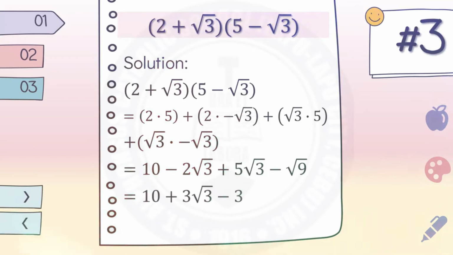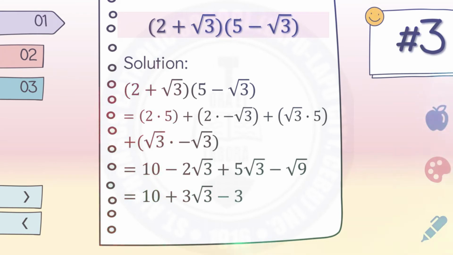We can still simplify this one. We can combine negative 2 square root of 3 with 5 square root of 3, and that gives us 3 square root of 3. While square root of 9 is 3, copy the remaining sign, which is minus, so you have there minus 3.